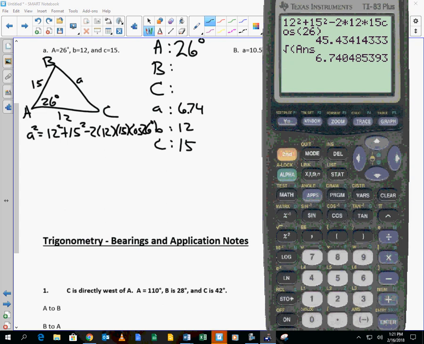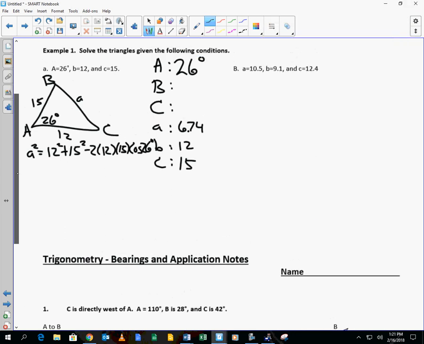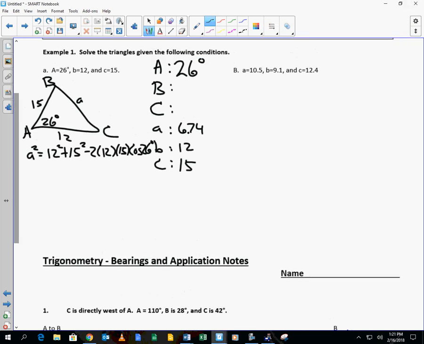And this is very important because this matters a lot. So you'd like to use the law of sines. The question is, should we find angle B first or angle C first? And there is a right answer here. It's B. And here's why.